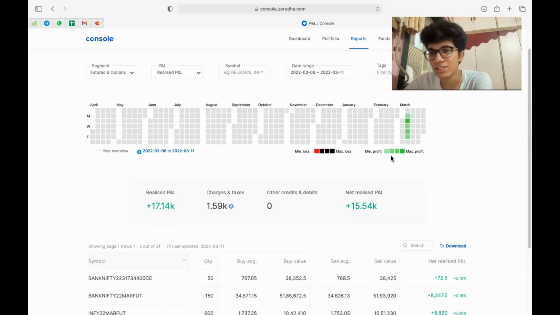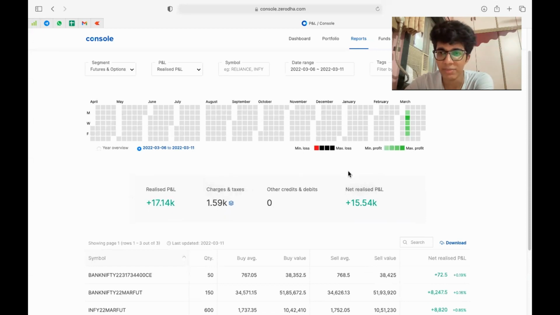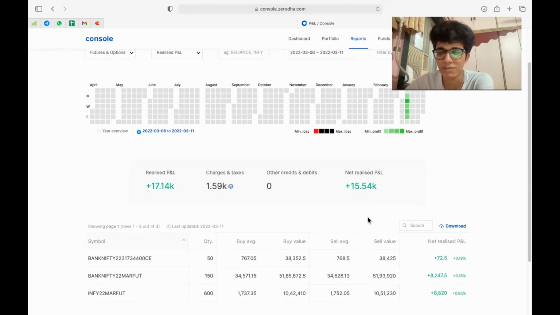Normally, let's say if I've taken 5 trades, I might have 1 or 2 trades in loss, but mostly it's 3 trades green, 2 trades red. So in the worst case, I at least break even. This was a very nice week and it went off pretty fine. If you see, my net PNL for this week is around 15,500. And like I told you, it's not a big number, but it's completely fine.